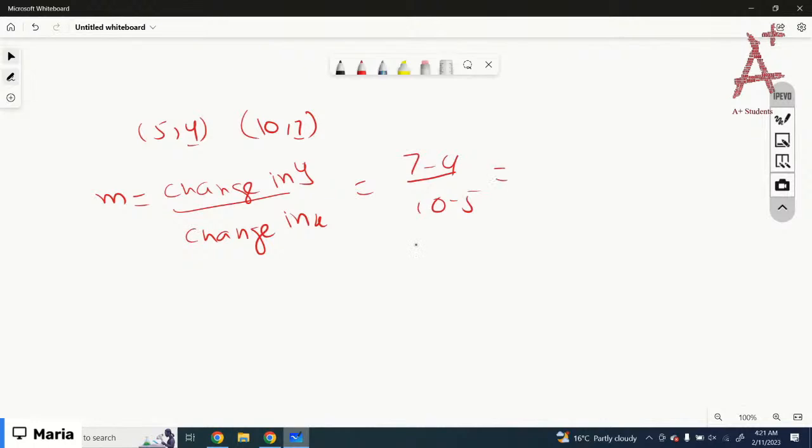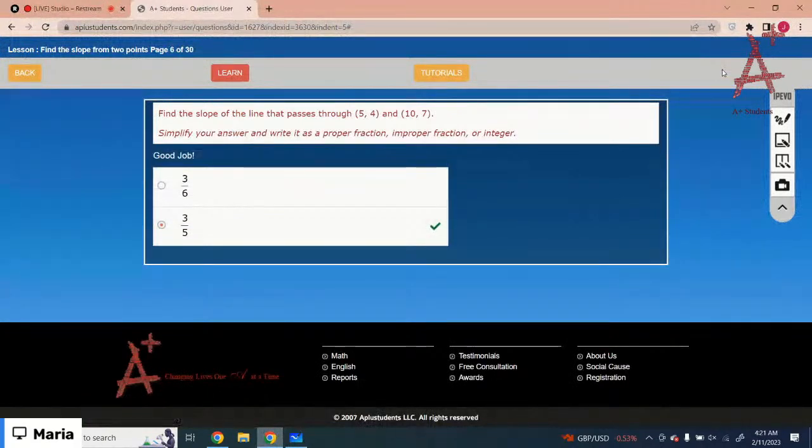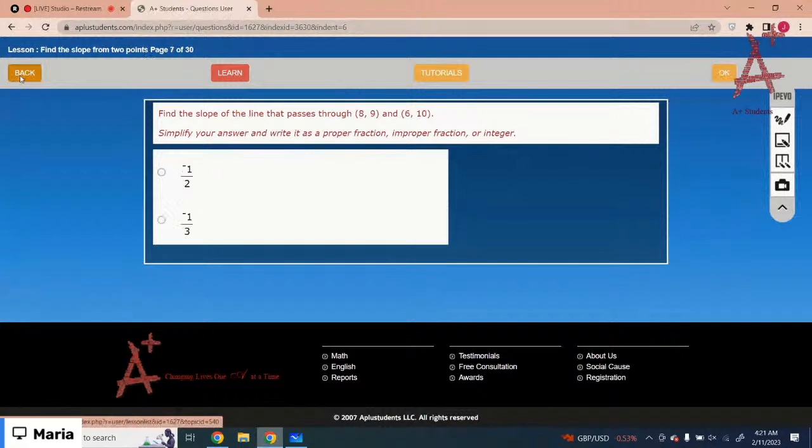So 7 take away 4 is 3 and 10 take away 5 is 5. So it would be 3 over 5. So the slope of these 2 points is 3 over 5. Got it? So the correct option is 3 over 5. Okay, you can complete the test by yourself later today. Let me just move on to the next lesson.